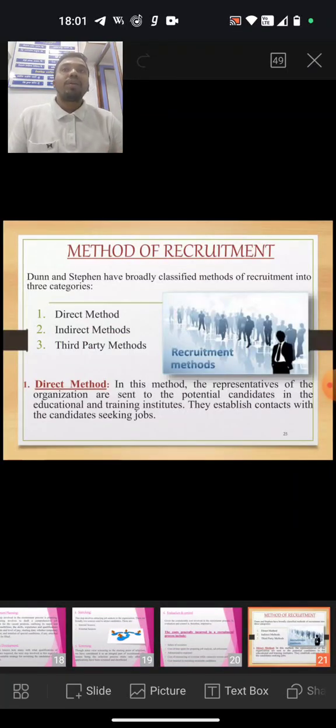Methods of recruitment. Experts have broadly classified methods of recruitment into three categories: first, direct method; second, indirect method; third, third party method. First one, direct method.